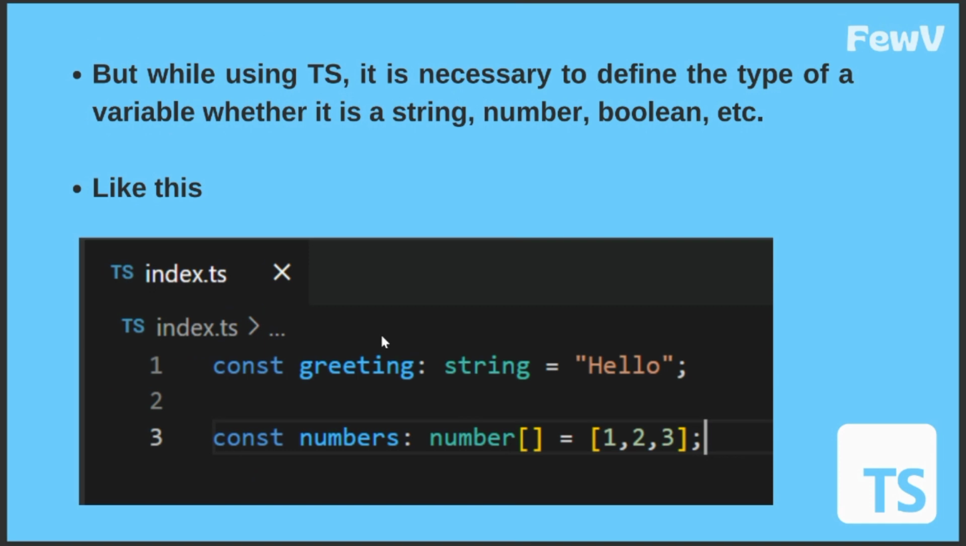So let's understand with a TypeScript example. Here we have two variables. One is const greeting, which has a type of string, hello, and the next is const number. It is an array and it has been given a type of number, which is 1, 2, and 3. Now, if by any chance in greeting we write a number, but we have defined its type as a string, the TypeScript compiler will throw us an error. Here we have const number, which is an array of numbers, and we wrote three numbers here. But by mistake, if we write a boolean value or a string, the TypeScript compiler will throw us an error.